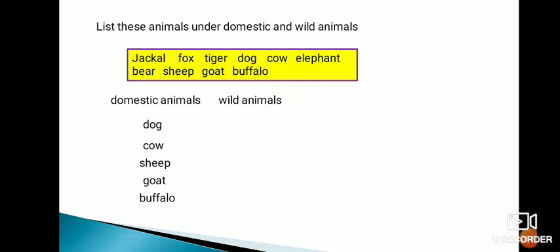Let's see one by one. Jackal, fox, tiger, elephant, bear. All right. So these animals are wild animals. In your textbook, this question is there. You can go through that. Let's move to the next slide.